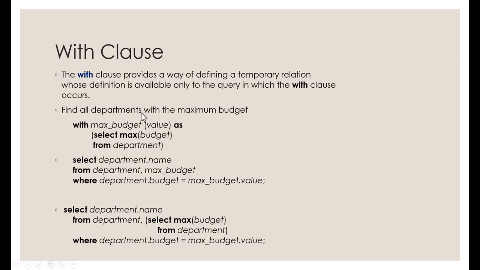So we're finding all departments with the maximum budget. We're going to use the keyword with. We're going to call this max underscore budget. It has one attribute called value. And then we have the keyword as. So we're defining a temporary relation. This relation is called max budget. It has one attribute called value.